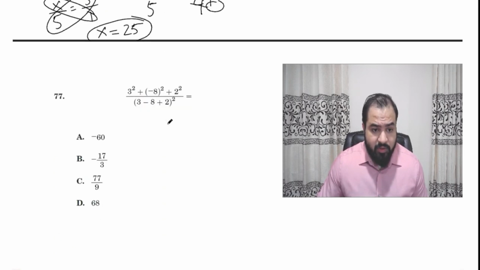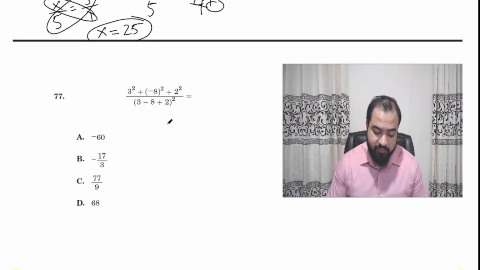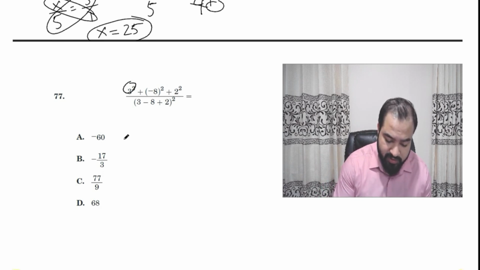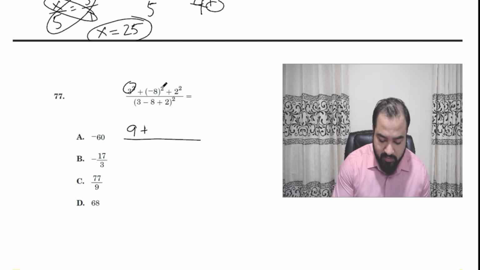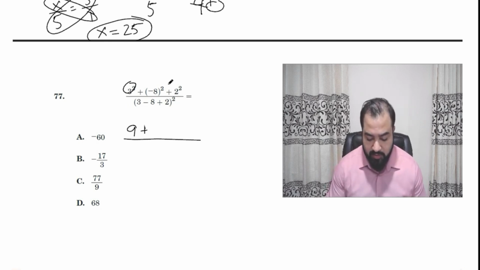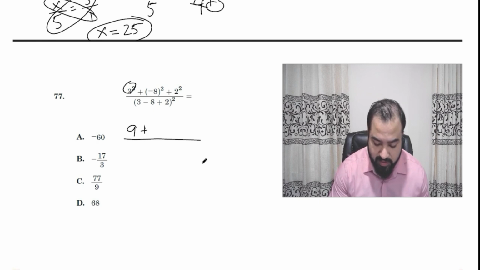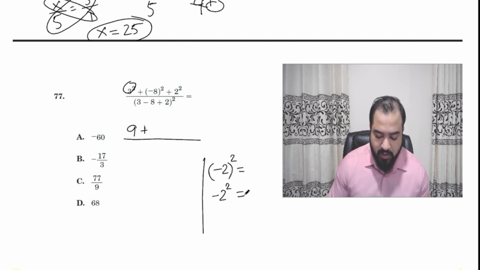Let's look at number 77. So this is again an exponent question. We know that 3 power 2 is 9. That's definitely plus, but negative 8 power 2. So I'm going to show you a small difference between two things. Let me ask you a question before we go on. I'm going to make a line here. What is the difference between negative 2 power 2 in parentheses and negative 2 power 2 without parentheses?